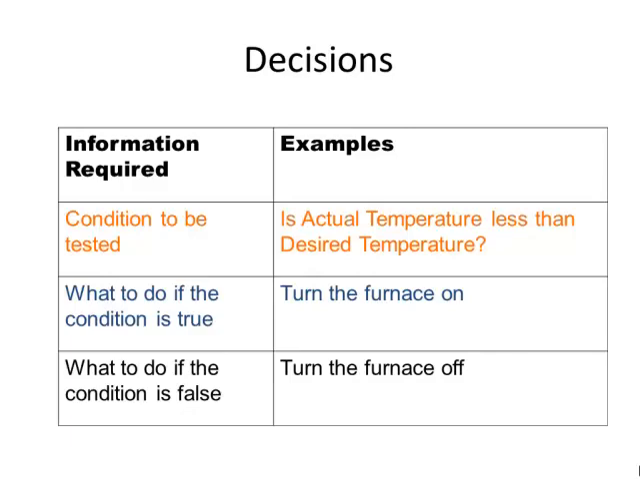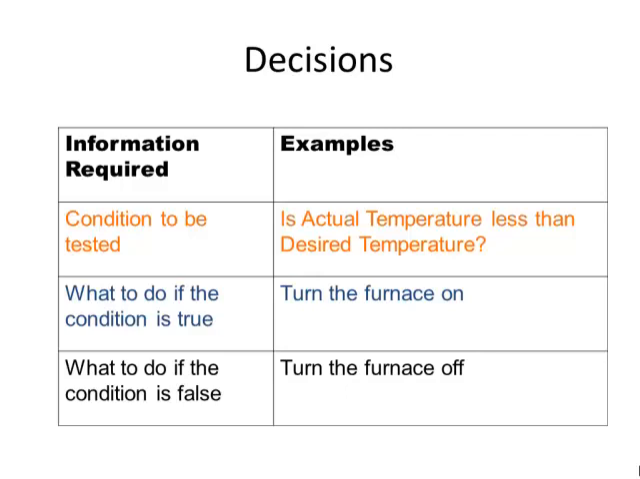So what a decision is, it's a statement that allows us to choose one path or another based on a certain condition. So what kind of information do we need to give a decision statement? Well, first we have to tell it what condition is being tested. So in our thermostat example, we might ask, is actual temperature less than desired temperature?